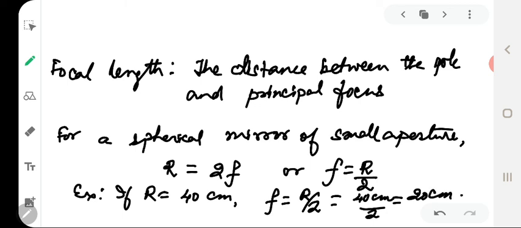So these are the basic terms regarding a spherical mirror. We will end today's discussion at this point. In our next lesson, we will be studying how images are formed by spherical mirrors. Thank you.